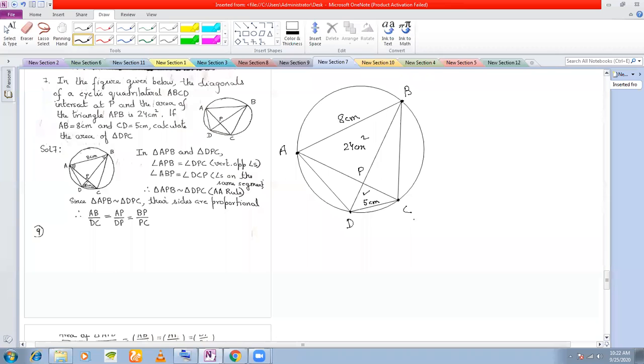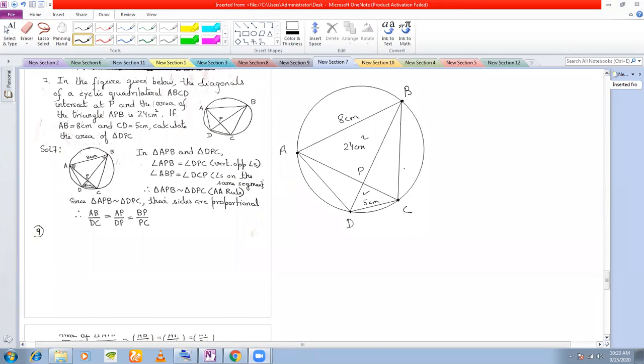Now, if you see in this figure, the area of a triangle is given, the side of the triangle is given. So tell me, how do you relate areas with sides? Can anyone tell me how area and sides are related? I just finished this chapter. Area and sides related, how?